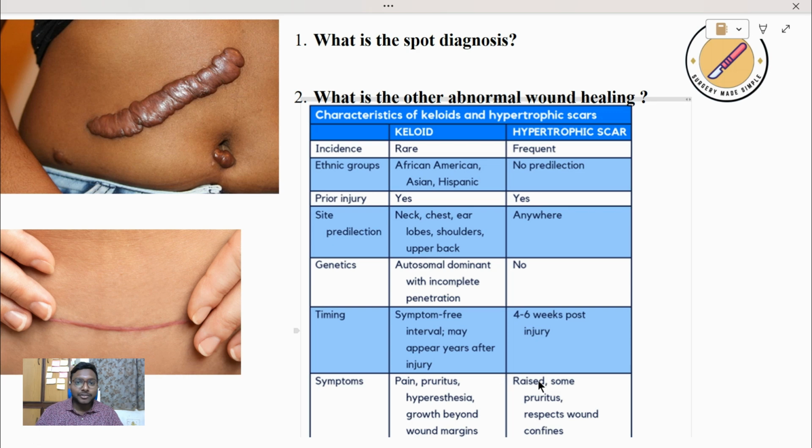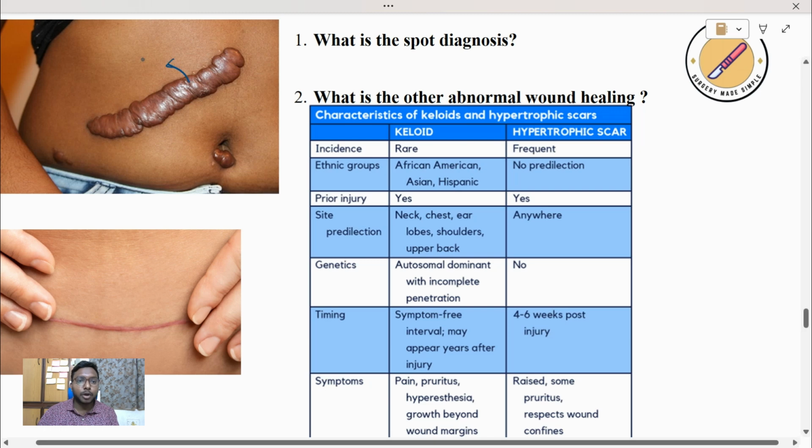Hello everyone, let's look at this topic of clinical series which is related to wound healing. So the first question is what is the spot diagnosis? You can see here this is something like an abnormal wound healing where the hypertrophic tissue, or the abnormal deposition of collagen, has crossed the normal border. So this is nothing but your keloid.